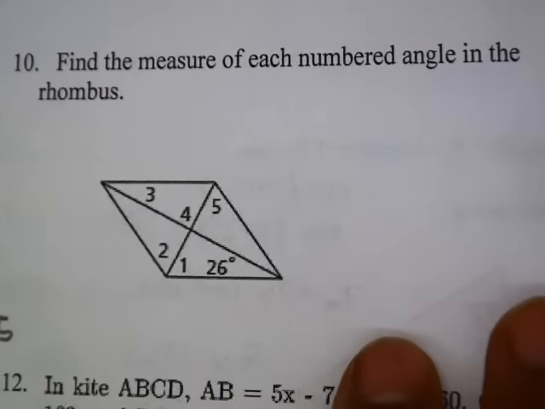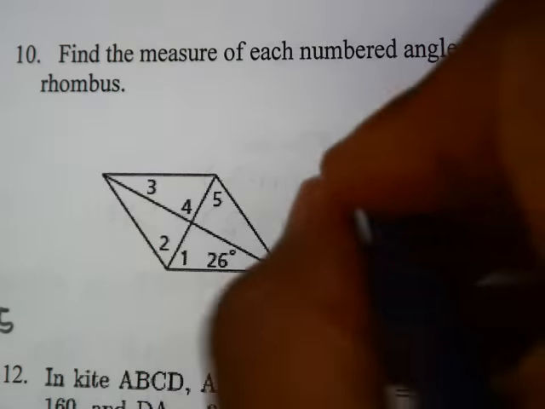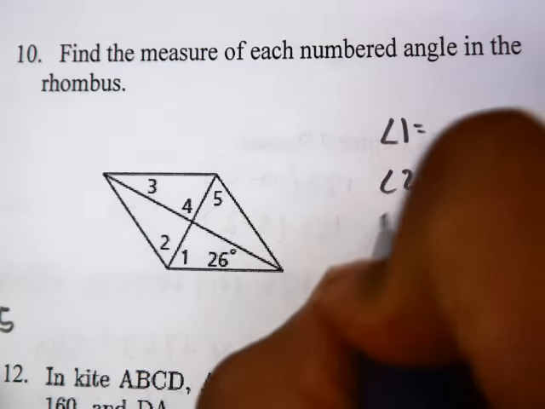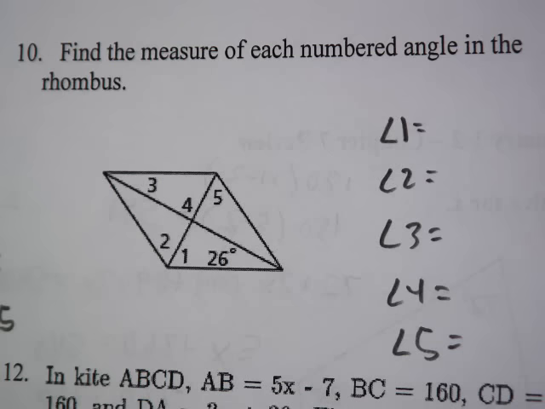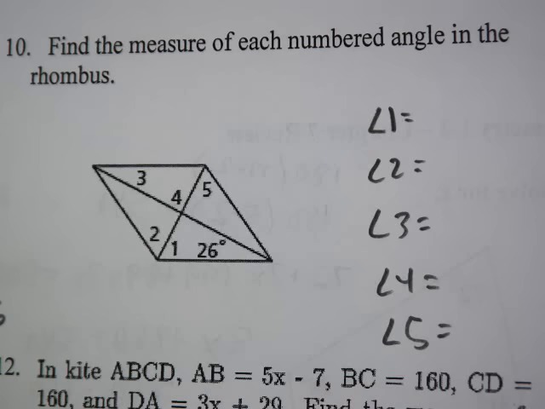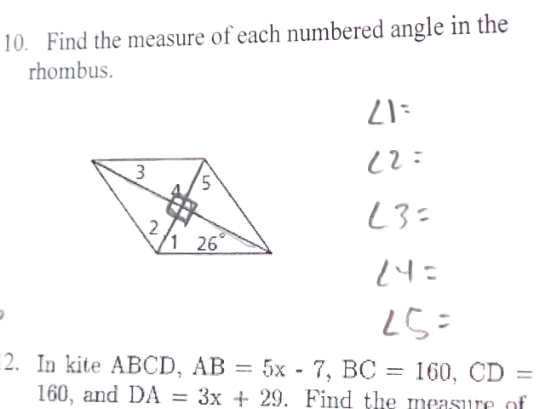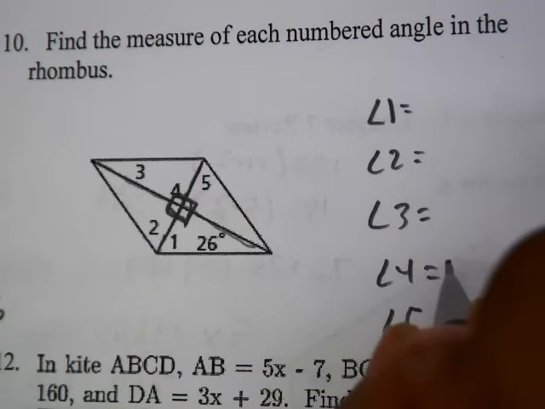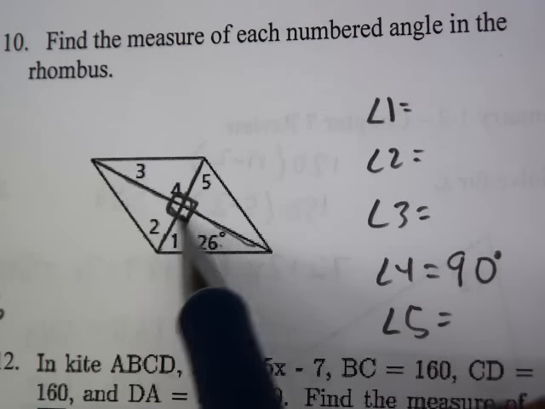Okay, so on number 10, this is also a rhombus, I need to find the measure of all the angles. Okay, so I need to figure out angle 1, angle 2, angle 3, angle 4, and angle 5. So one of the properties of a rhombus is that the diagonals, not only do they bisect each other, but they're perpendicular, so they meet each other at 90 degrees. So anytime you see a rhombus, you can draw that in, and you can see that angle 4 is 90 degrees.